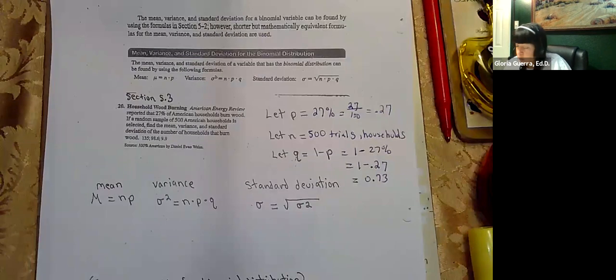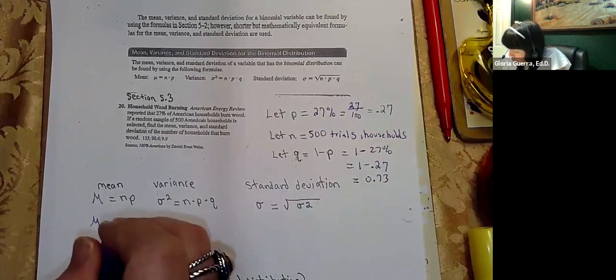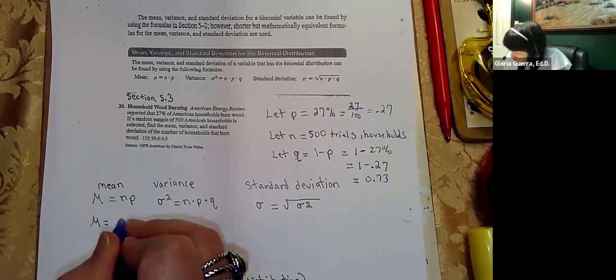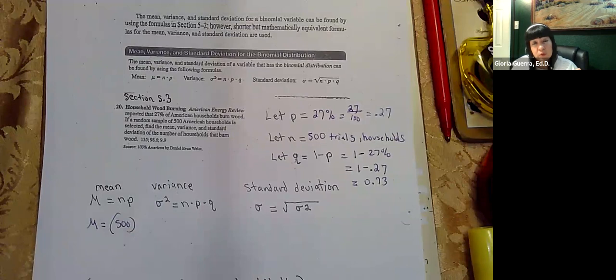Okay, find the mean. So mu is n, which, remember, was 500. What you should really do right now is turn off the video, stop your video, and then do this on your own, and then turn on the video and check your work. Okay, so y'all should do that.